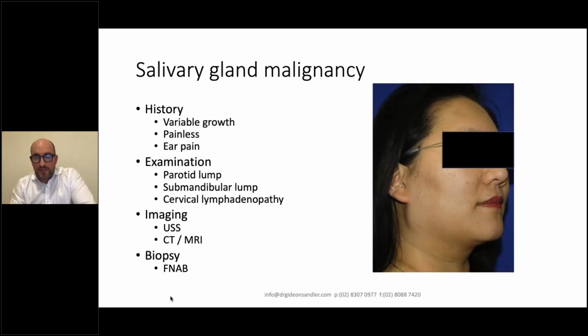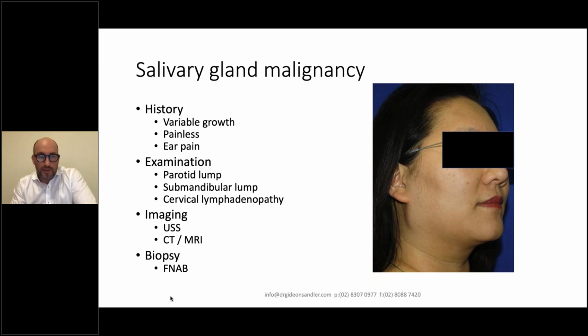Salivary gland malignancies tend to present most commonly in the parotid gland. Some people do present with submandibular tumours, but 90% of them are parotid. They have a variable growth pattern depending on the differentiation. They're usually painless, but if they are a malignancy and they affect the cutaneous nerves of the ear, the patient can present with ear pain or trismus.